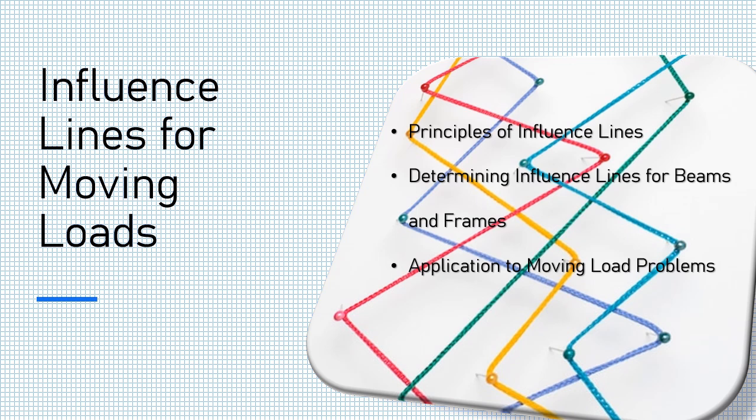Influence lines are crucial for determining the worst-case internal forces when dynamic loads, like vehicles, move across a structure. There are two main types of influence lines. 1. Influence lines for reactions, used to determine how the reactions at the supports change with the position of a moving load. 2. Influence lines for internal forces, shear and bending moment, used to determine how internal forces like shear or bending moment change with the position of a moving load.